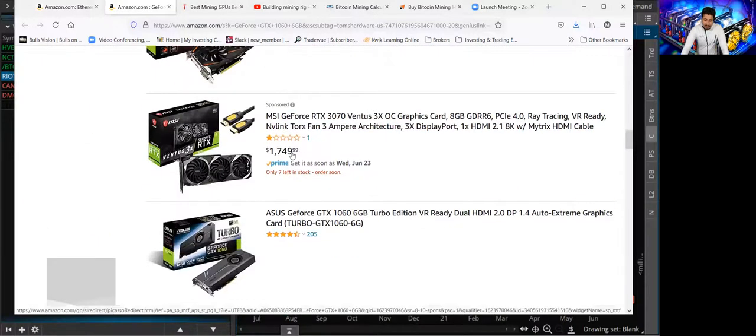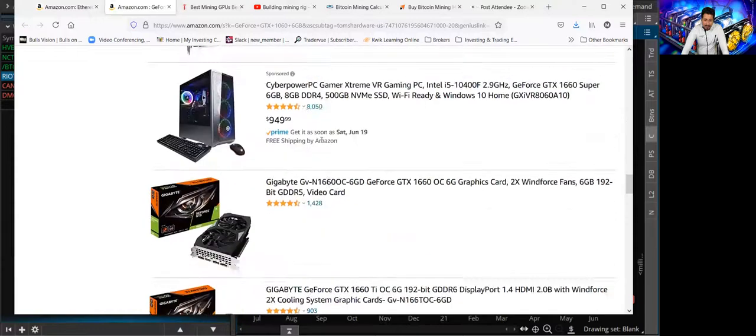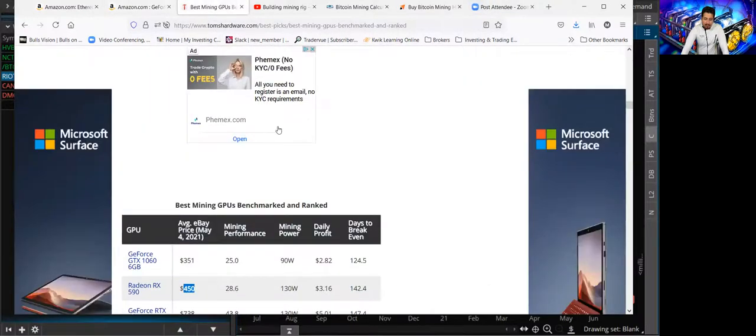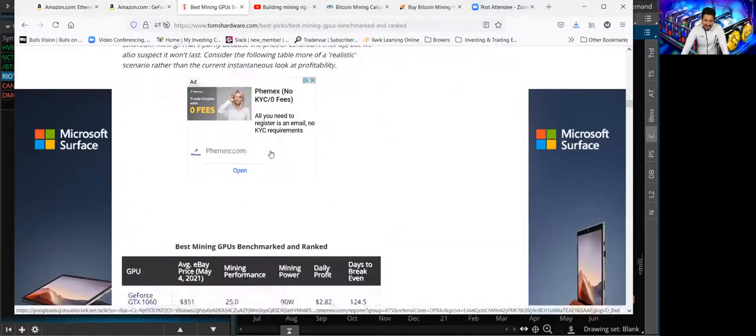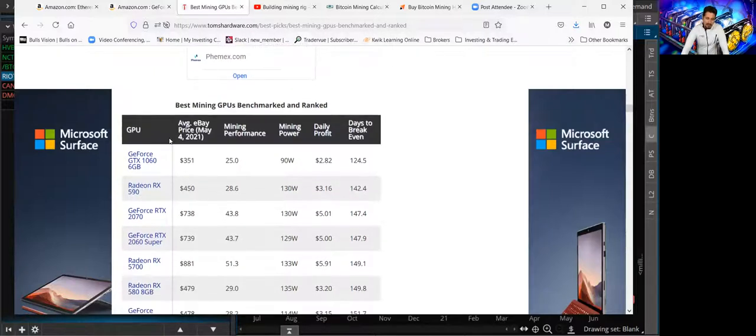As you guys can see, some of them are almost $1,700, $1,750. So there's all these different prices. Now there is this website, and I will be linking down below. It goes over the return on investing and how many days it will take for you to break even, or how much money it will take, to break even and start making some profit on these GPUs or the graphic cards.